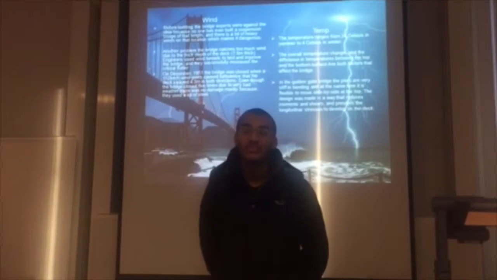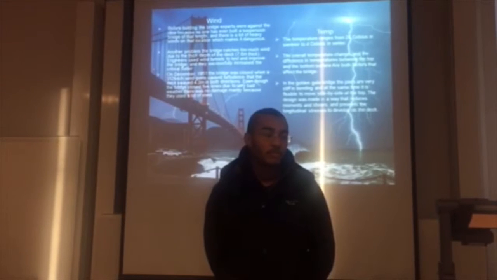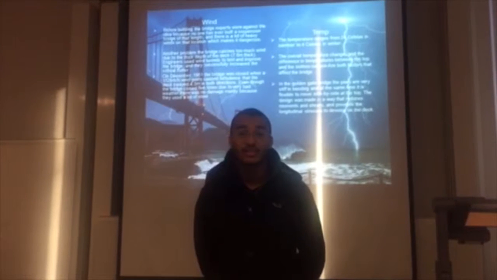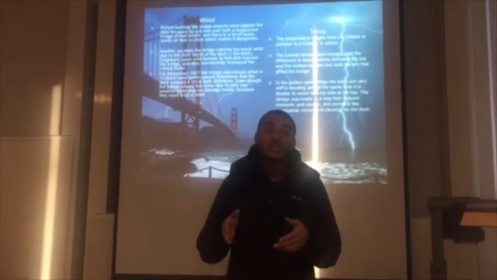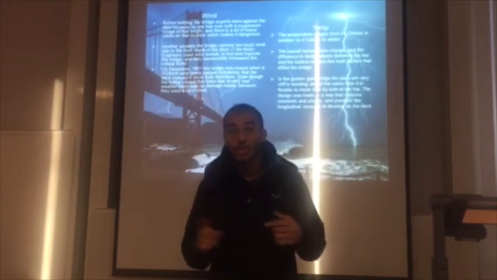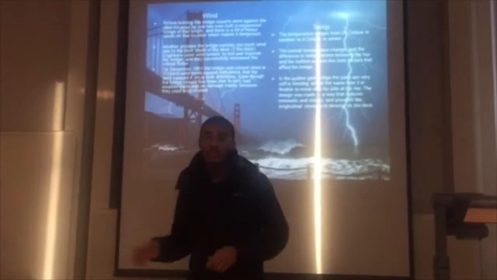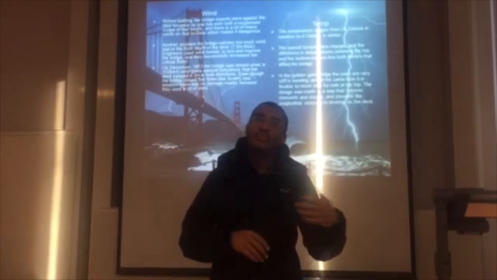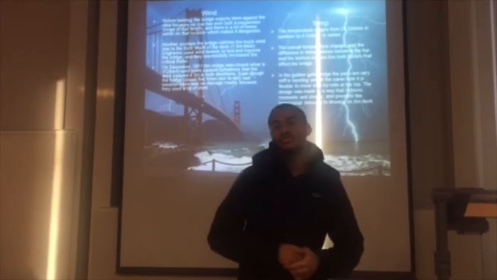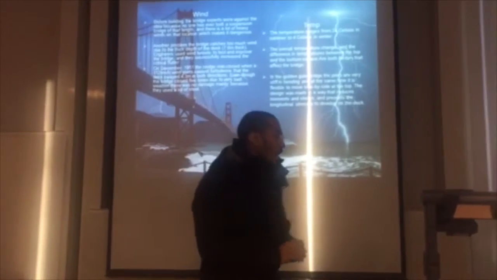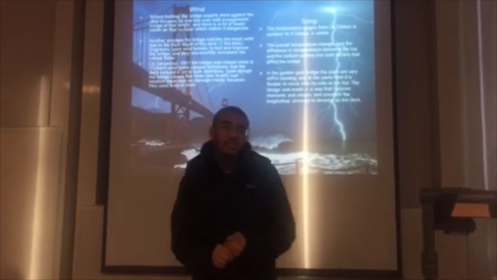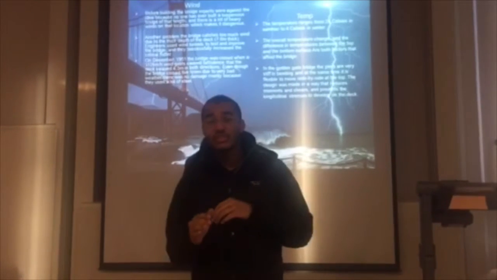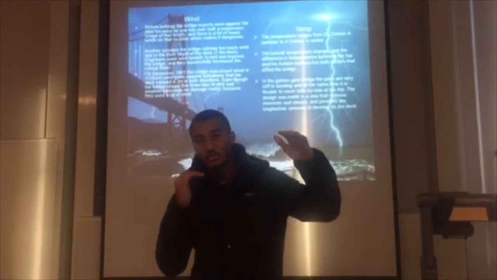In December 1951, the bridge was closed due to 112 km/h wind gusts, which made the bridge sway 4.3 meters in both directions. That's about the wind. When you're talking about temperature, the temperatures there range between 4 Celsius in winter and 24 Celsius in summer. The overall temperature change does affect the bridge, and also the difference in temperature between the top of the deck and the bottom of the deck.